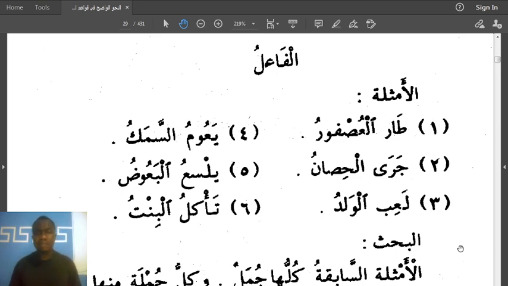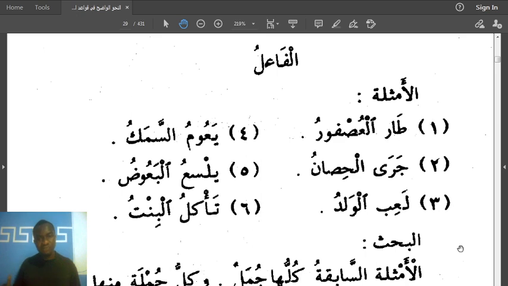And I prefer to translate a fa'il as a doer instead of a subject. I think some books do translate it as subject. But because there is also mubtada, which is a subject in a nominal sentence, I prefer to say a doer, and I think a doer translates the fa'il for me better. So I prefer to say the doer. The doer here in Arabic, we mean the one doing the action of the verb.